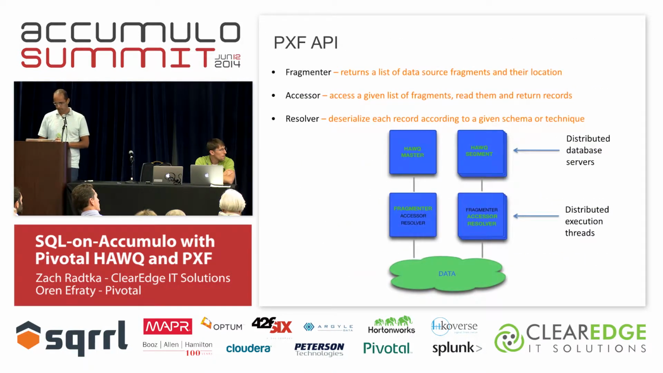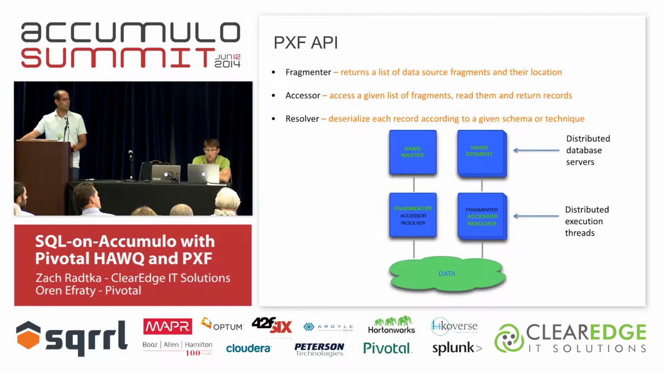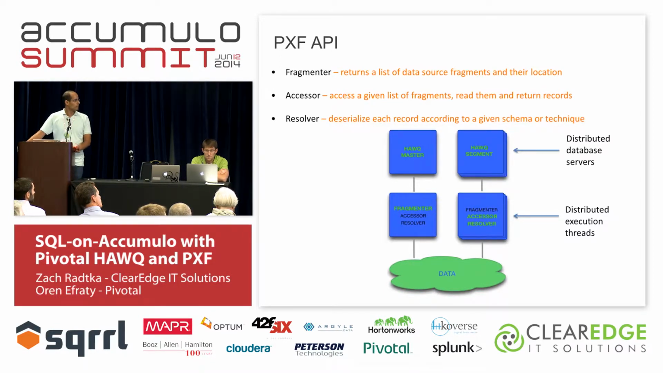Okay, let's talk a little bit about the PXF API. The API consists of three main interfaces: the fragmenter, the accessor, and the resolver. The fragmenter returns a list of fragments and their location. The accessor then accesses this list, does the actual reading, and returns the records. And the resolver deserializes each record to be consumed by HAWQ.